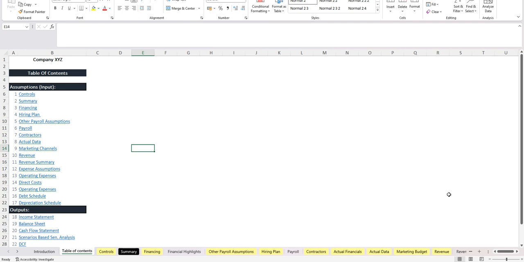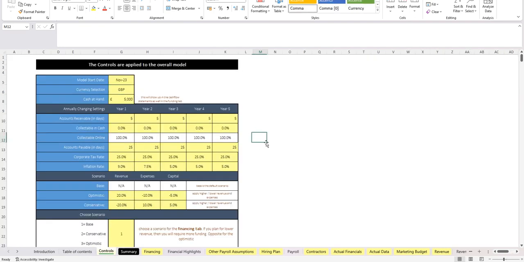I'm gonna go through a few to understand how adjustable and how tweakable this model is. This is from a SaaS model, okay? So I'm gonna show you some specific SaaS metrics here, but obviously every model is customizable for the needs of each project, okay? So if I go to the controls, this is a tab which applies to the whole model.